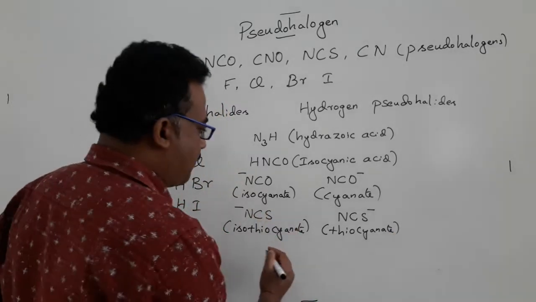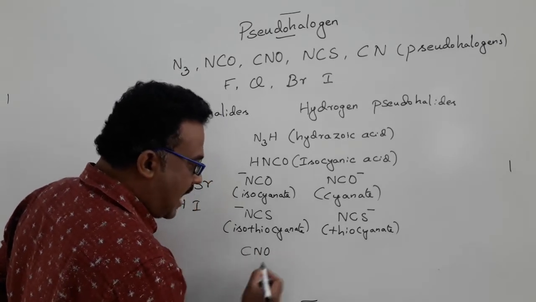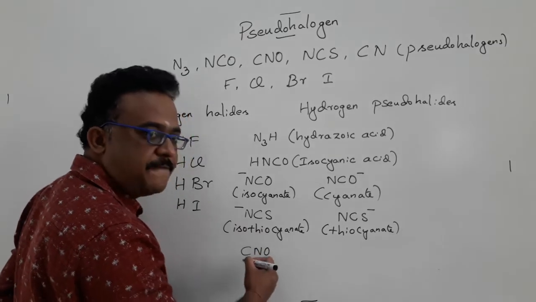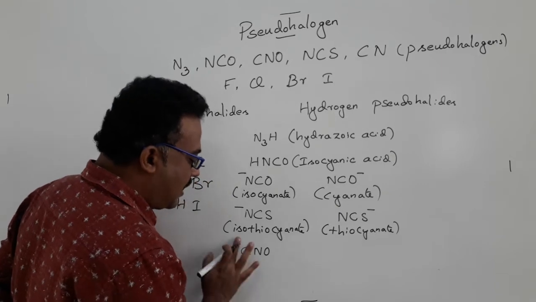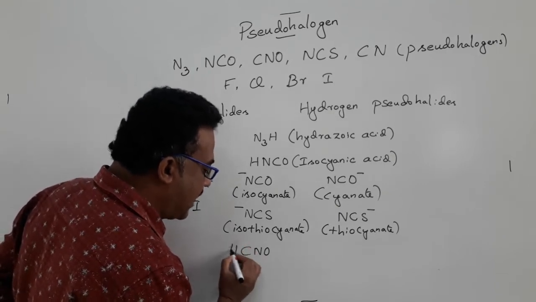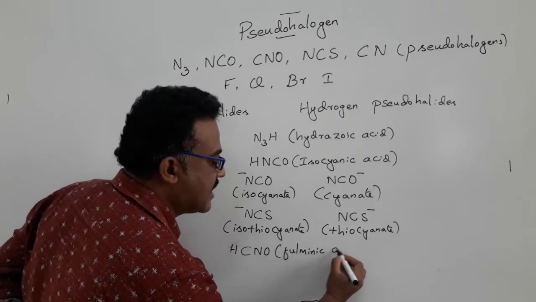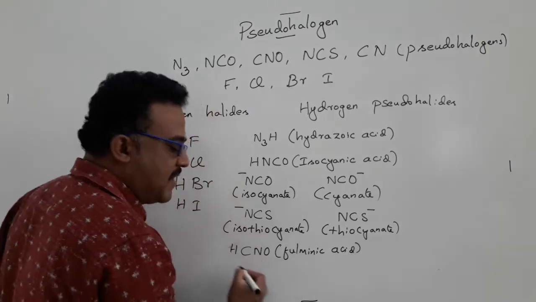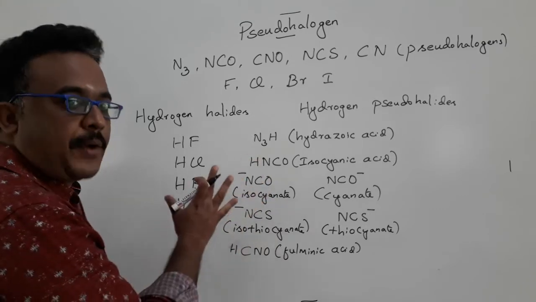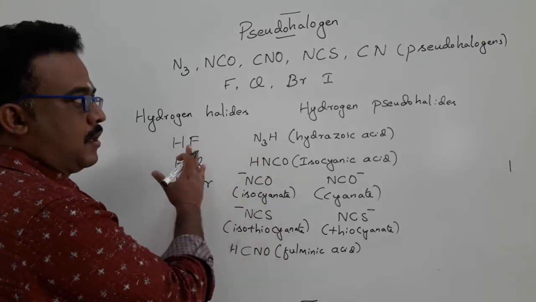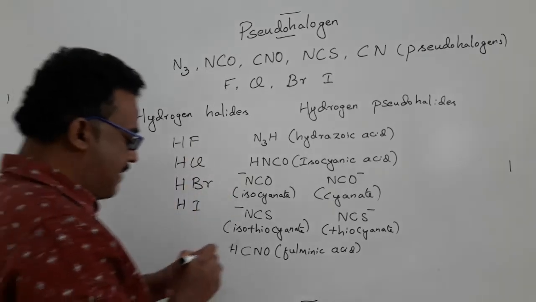When we come to the next compound, CNO, this again comes under the family of ambidentate ligands. With carbon bearing the negative charge or hydrogen, it is called fulminic acid. Their corresponding anions are called fulminate. So these are some of the properties which match with each other. This is the first one I have discussed here.